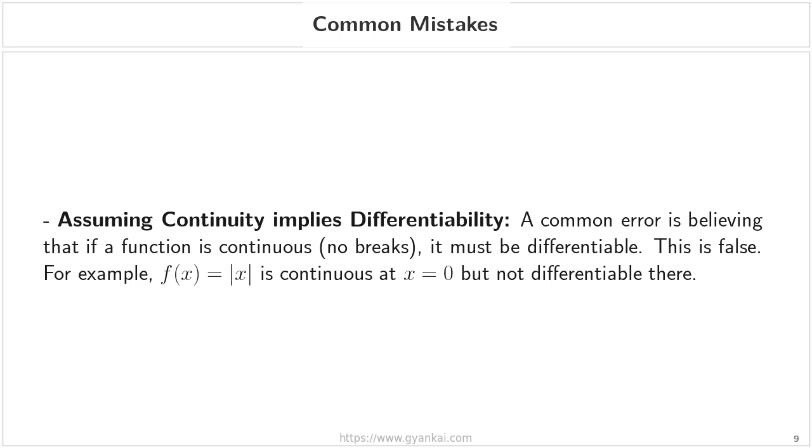However, this is false. A classic example is the absolute value of x. While this function is continuous at x equals 0, it forms a sharp V-shape. As we discussed in our car analogy earlier, that sharp corner means there is no unique tangent line, making it non-differentiable at that specific point.